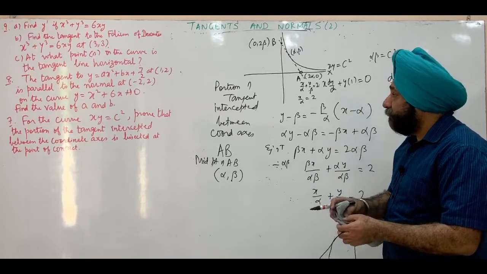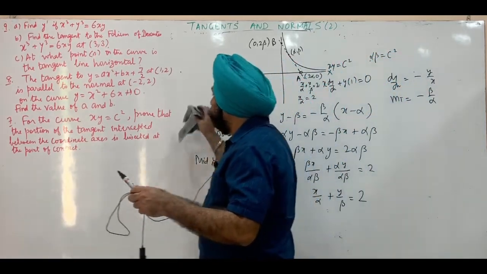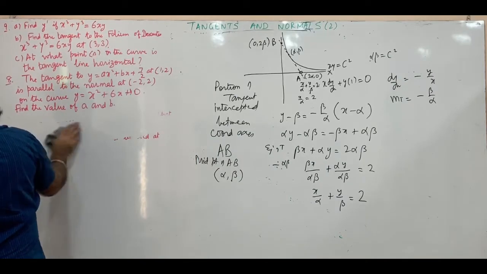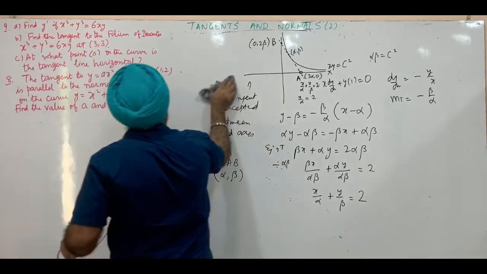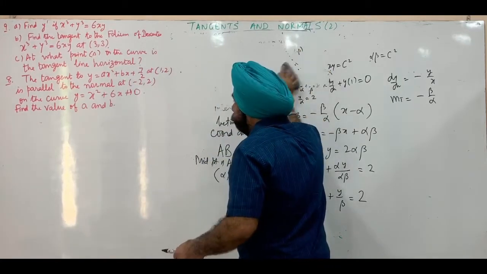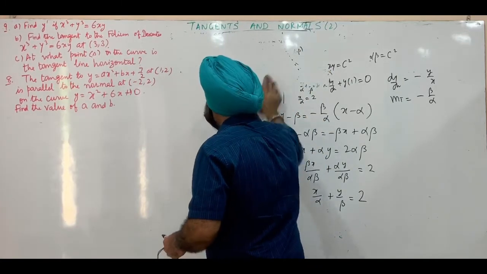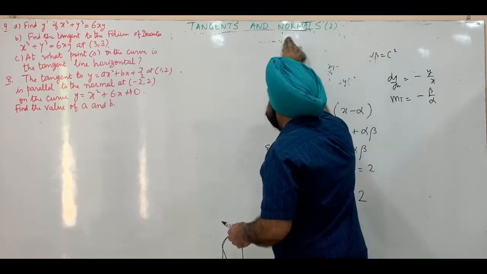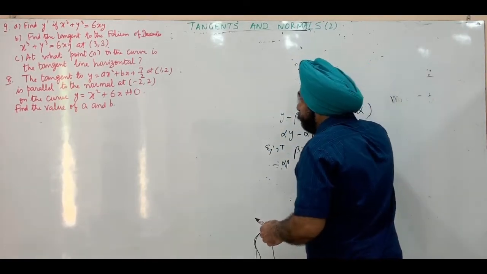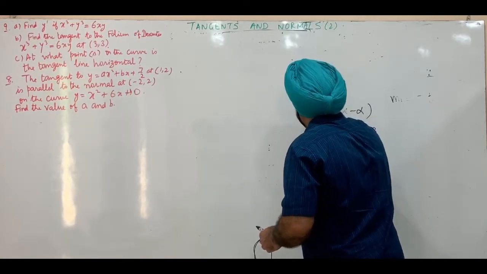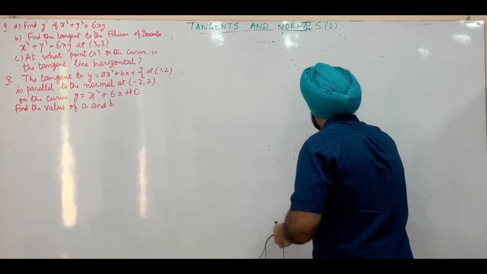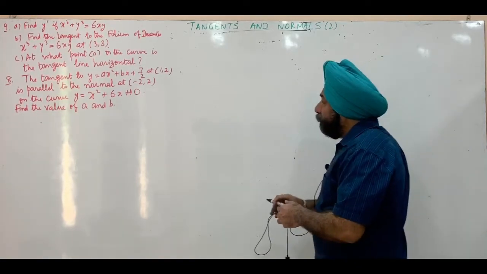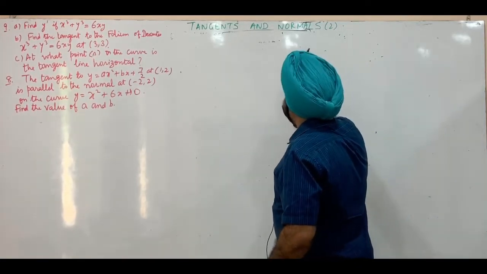The next one: the tangent to y is equal to ax square plus bx plus 7 by 2 at (1, 2), we are given, is parallel to the normal at (-2, 2) on the curve y is equal to x square plus 6x plus 10. We have to find the values of a and b. So here we will require two equations in a and b. We are given two equations, so let's use those equations.